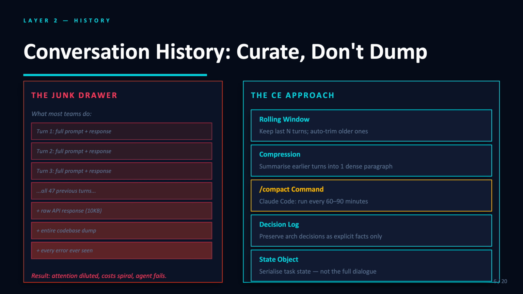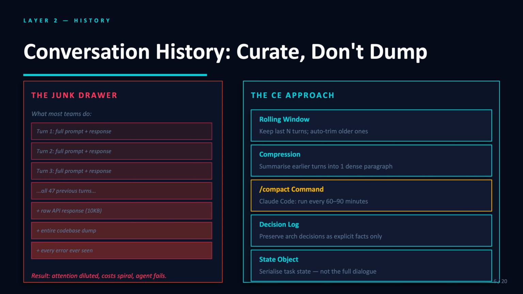The /compact command in Claude Code. Run it every 60 to 90 minutes in long sessions. It preserves key decisions while freeing up space for new work. Decision log. Preserve architectural decisions as explicit stated facts, not buried somewhere in a 40-turn thread that the model has to excavate. State object. Serialize the current task state as a structured object. Send that instead of reconstructing it from a full dialogue replay.